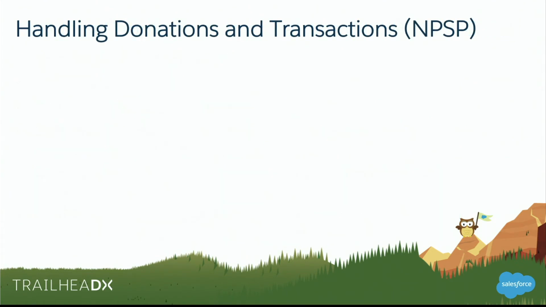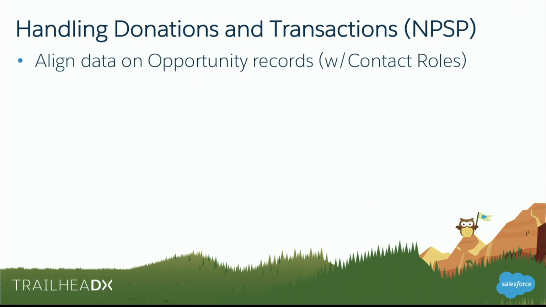Handling donations explicitly in the Nonprofit Success Pack, we align data on the opportunity records, and we use contact roles. Again, one of our promises to our customers with these products is that if you picked this tool up in 2009, you'll still be able to work with it today. And that's a really important part of our mission at Salesforce.org. So consequently, we're using opportunities to carry cash and contact roles to show the relationship of that cash to people.